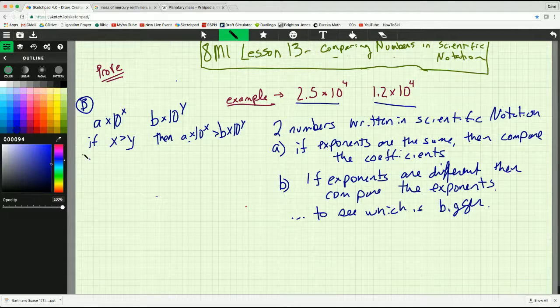So if x is greater than y, then we're going to try and compare A times 10 to the x, and I want to show that that's greater than B times 10 to the y.